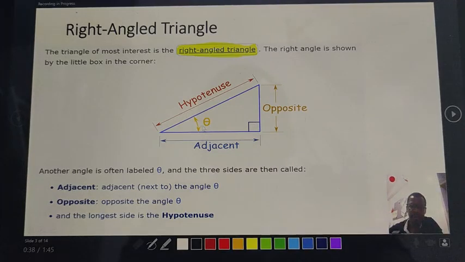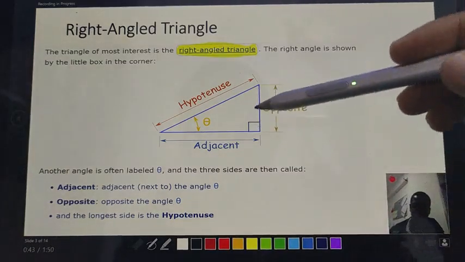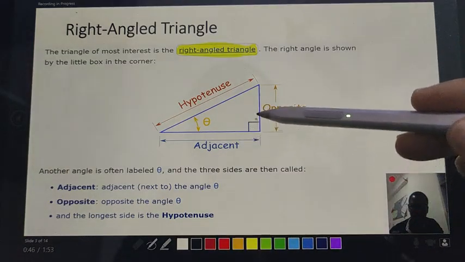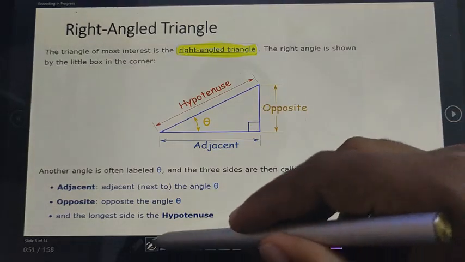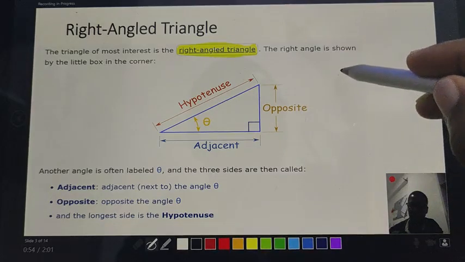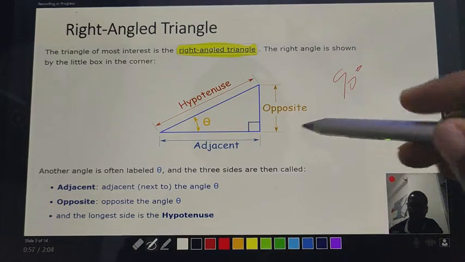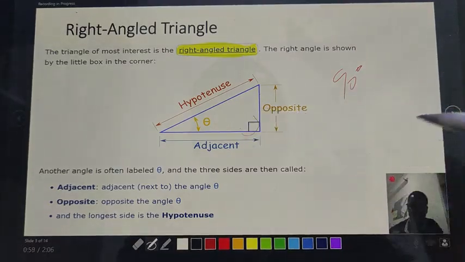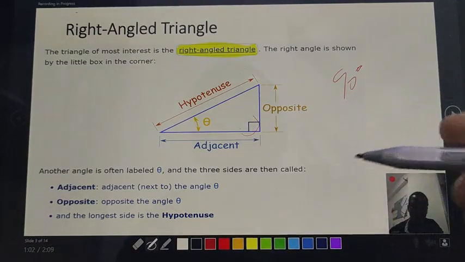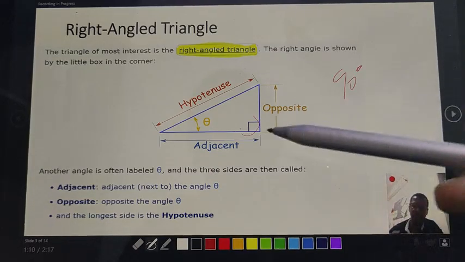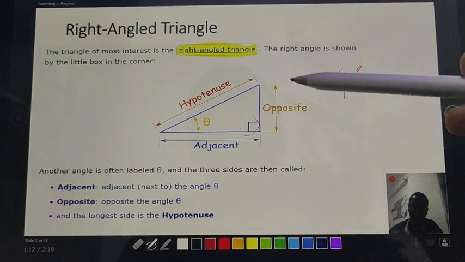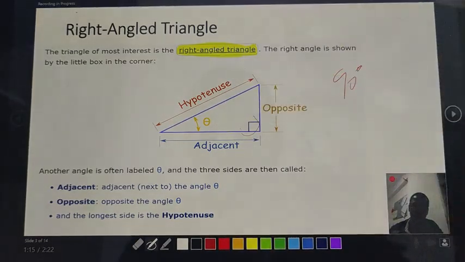We have this triangle, where here we have this box. It shows that this is 90 degrees. When we say right-angled triangle, it means the triangle has a 90 degrees somewhere. So this 90 degrees is represented by this box at the corner, which shows that it is a right-angled triangle. And this right-angled triangle has more parts: we have adjacent, opposite, hypotenuse, and theta.